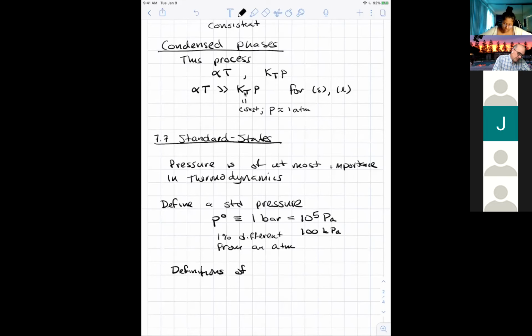Devoe talks about different definitions of standard states. This is not super unusual for solid or liquid, but let's start by talking about a gas, because for gas it is a little bit unusual. A gas standard state.